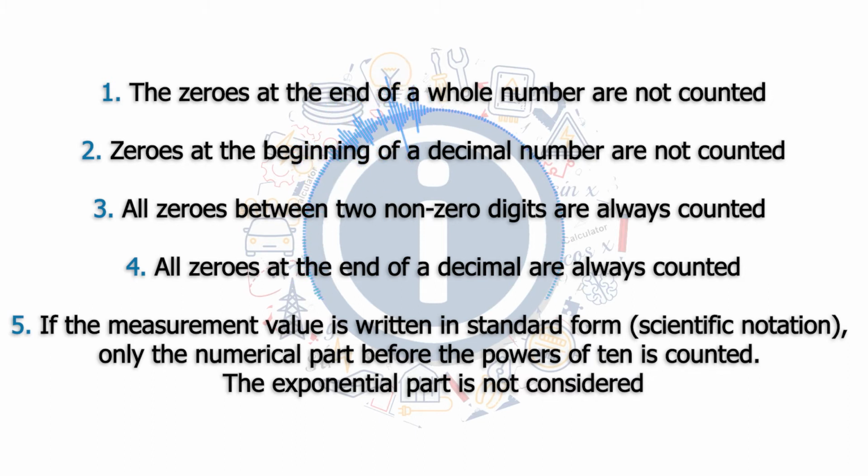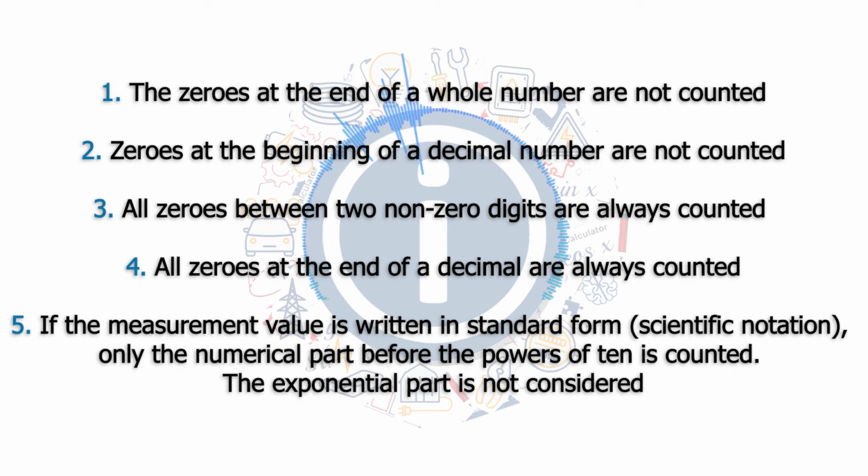4. All zeros at the end of a decimal are always counted. It is because zeros at the end of a decimal indicate a higher degree of accuracy compared to cases in which we don't write them at all. For example, in physics the value 3.200 meters is not the same as 3.2 meters, because the first shows that the measurement is taken using a device divided into millimeters, while the other number, 3.2 meters, shows that the measurement is less accurate. Either it has been measured using an apparatus divided into dm, or the result is rounded to the nearest dm after the measurement was taken.